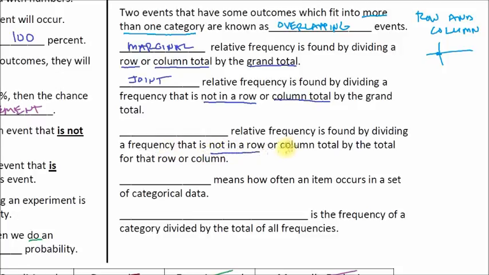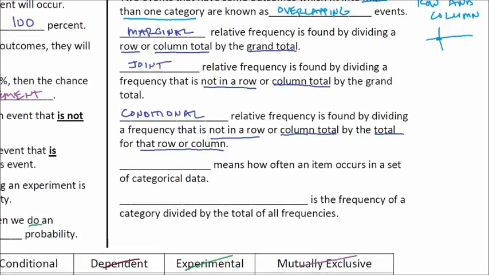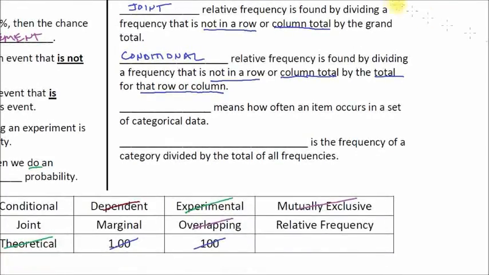And then the last one, a blank relative frequency is found by dividing a frequency that is not in a row or column total by the total for that row or column. This is where we use the word assume or if or of or given. This is conditional. Conditional meaning you pick a row or column first, and then you look just in that row or column. There's our condition that has to be true before we do our relative frequency. Alright, last two, I'll cross those off in a moment.